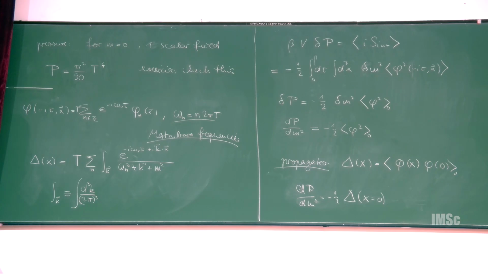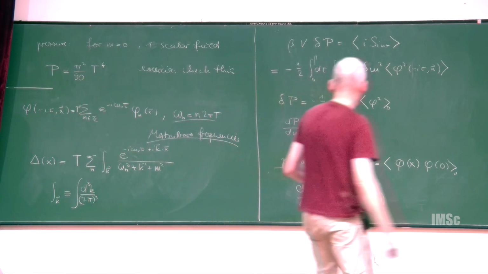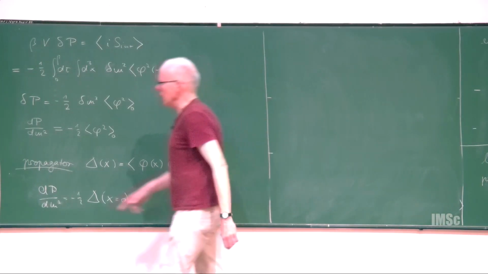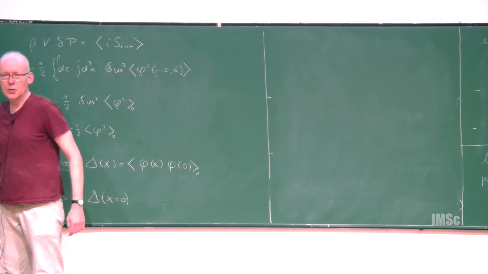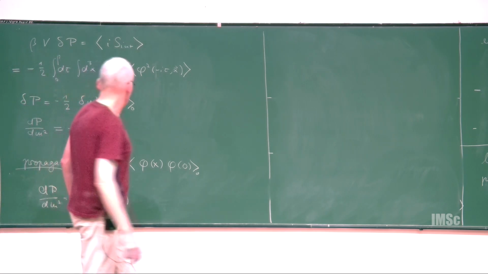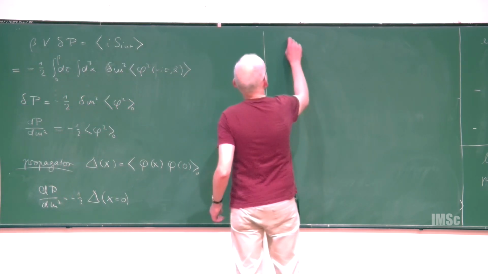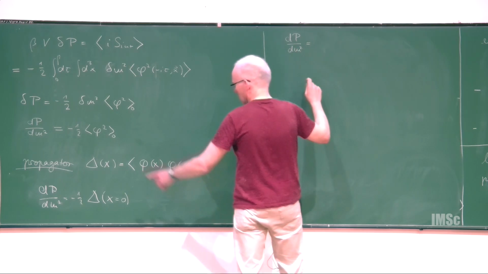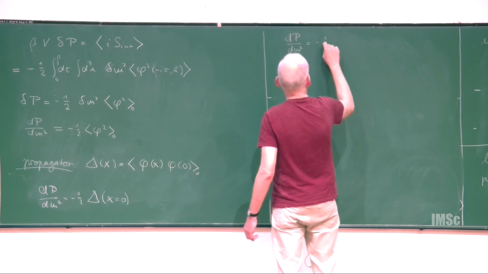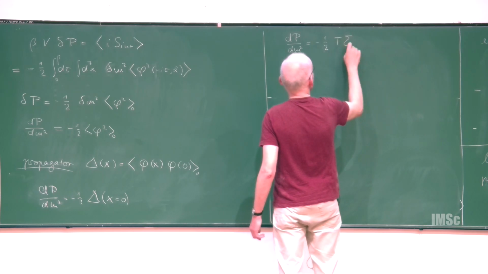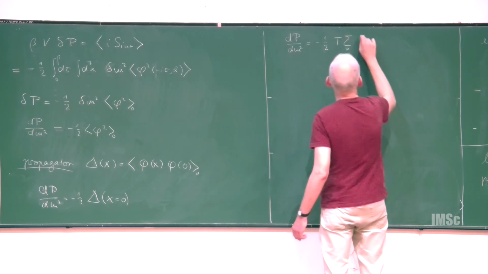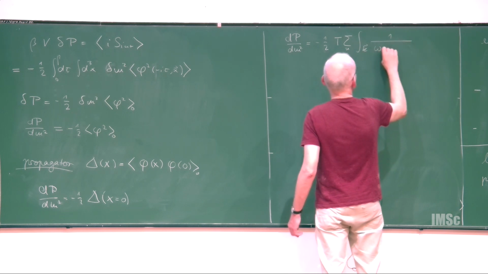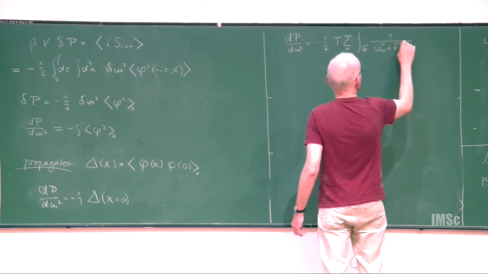Okay, now here we have the propagator evaluated at 0, and then in fact the numerator here is just 1. Yeah? So what we find is that dp dm squared is here minus 1/2, and then T times the sum over n and integral over k of 1 over omega n squared plus k squared plus m squared.